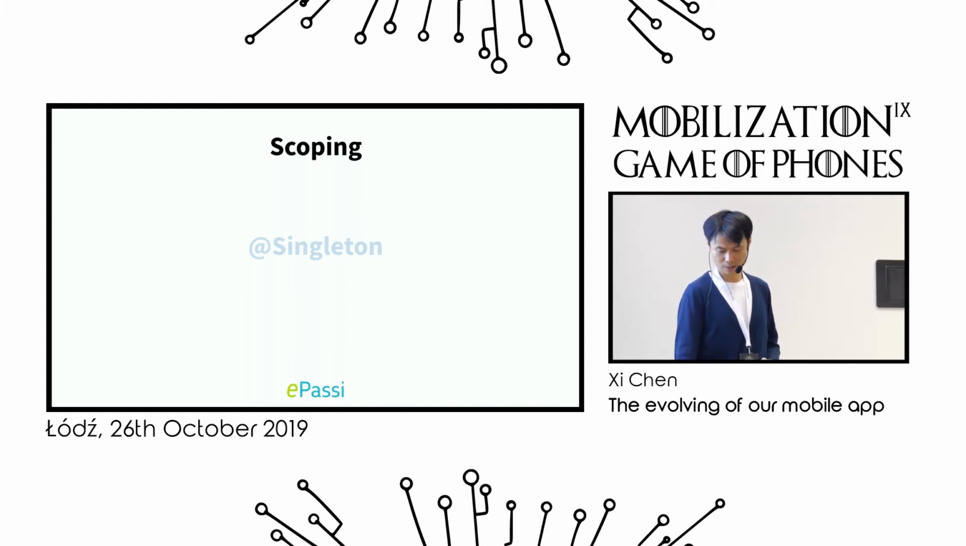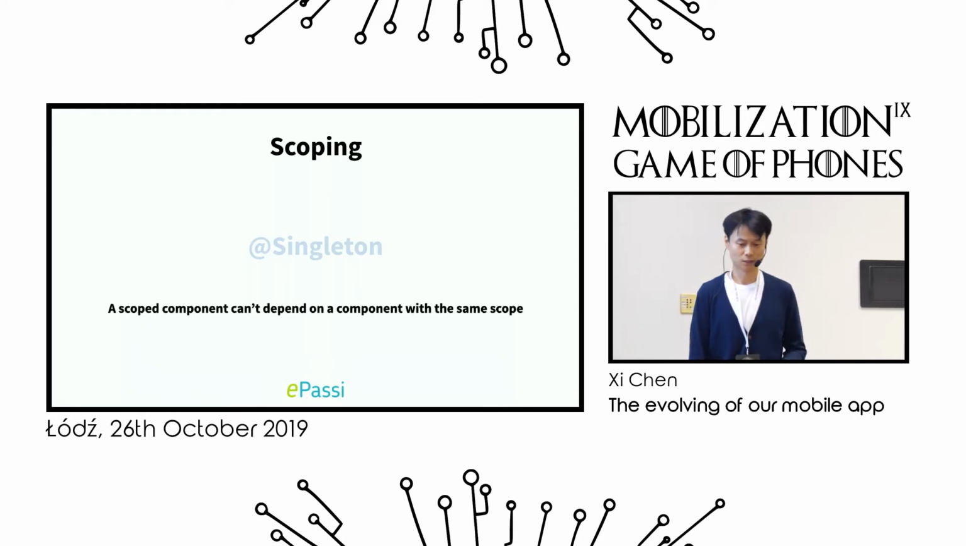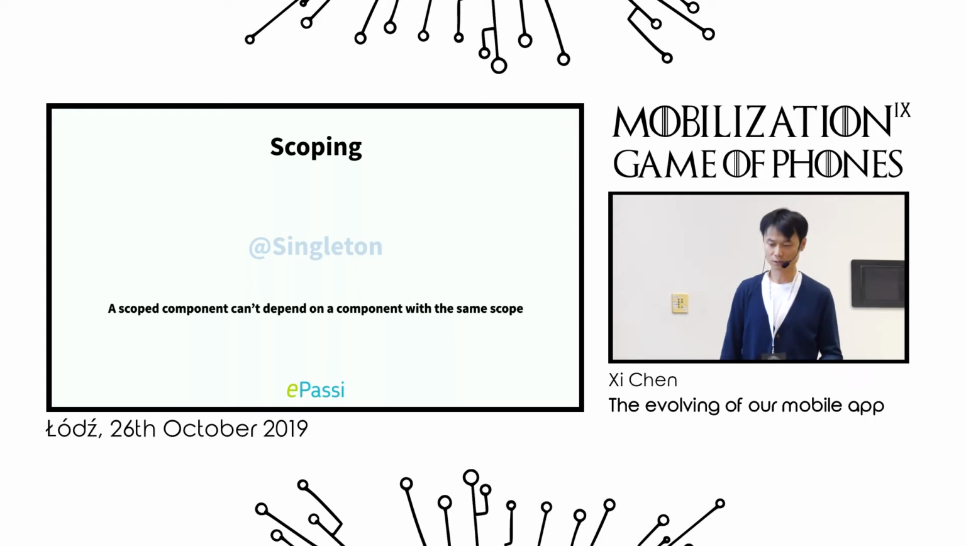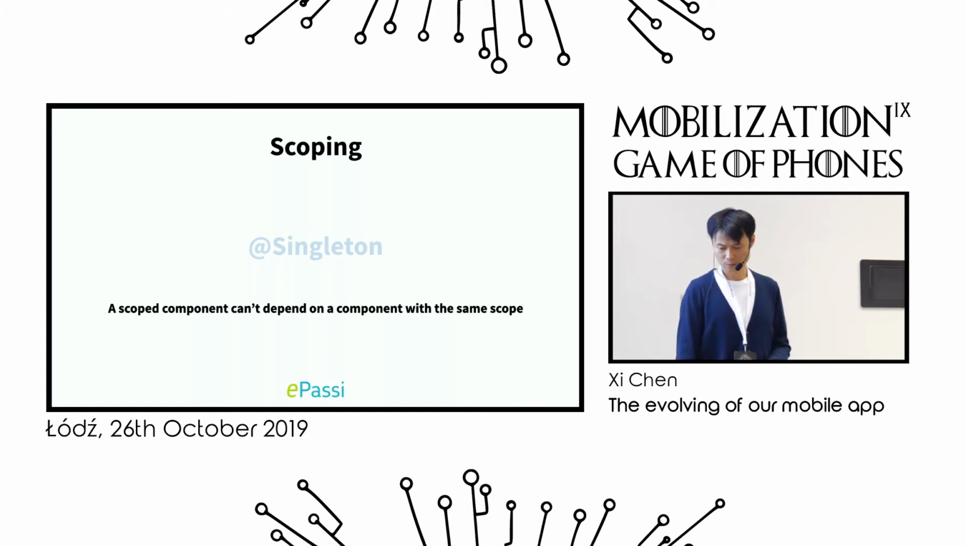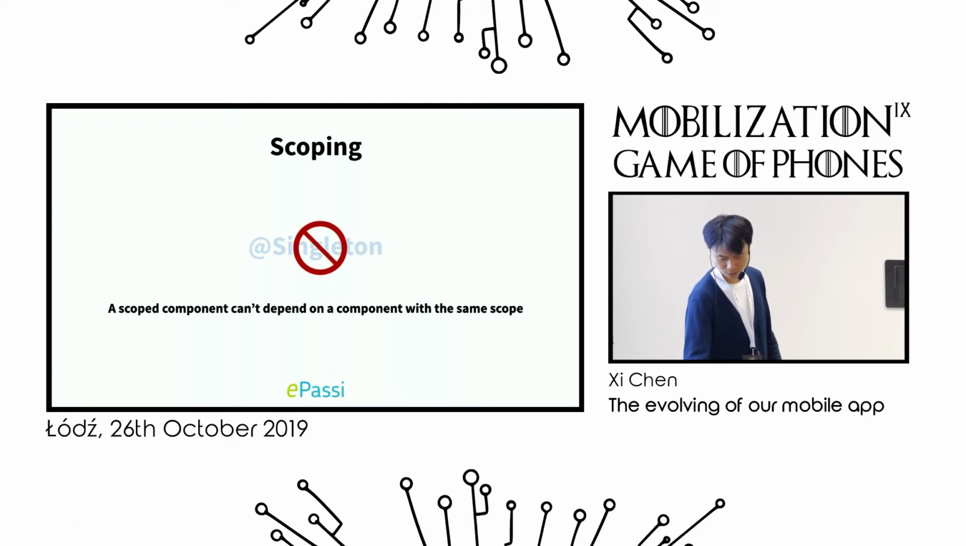And another thing about Dagger is this rule. We have to respect this rule. A scoped component can't have the same scope on the dependent component. Otherwise, it causes issues. Since we have two components, the app and the core, and there are dependencies between them, I will explain that later. So we can't use that singleton annotation from Dagger. We have to define our own. That's not our choice. That's a no answer to us.